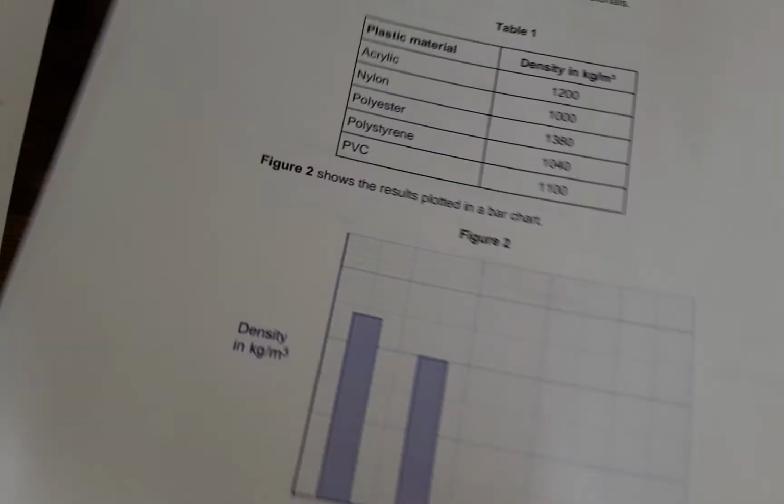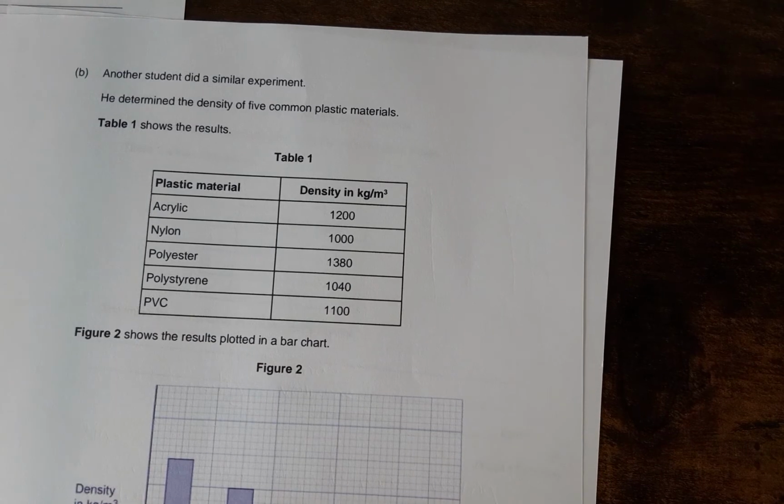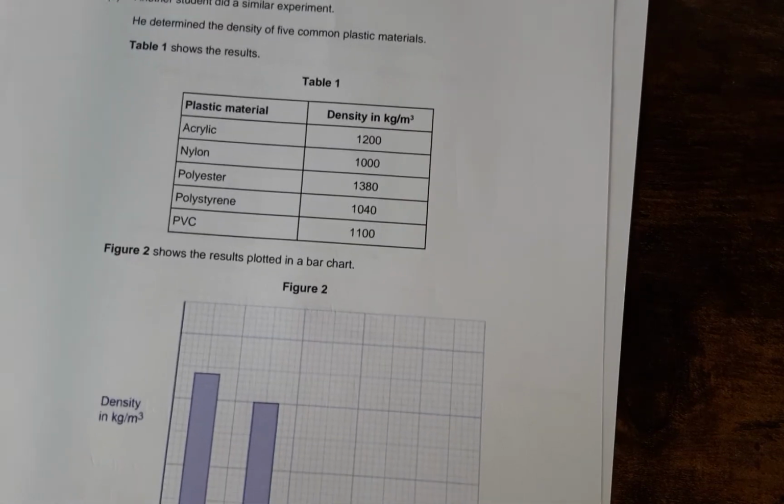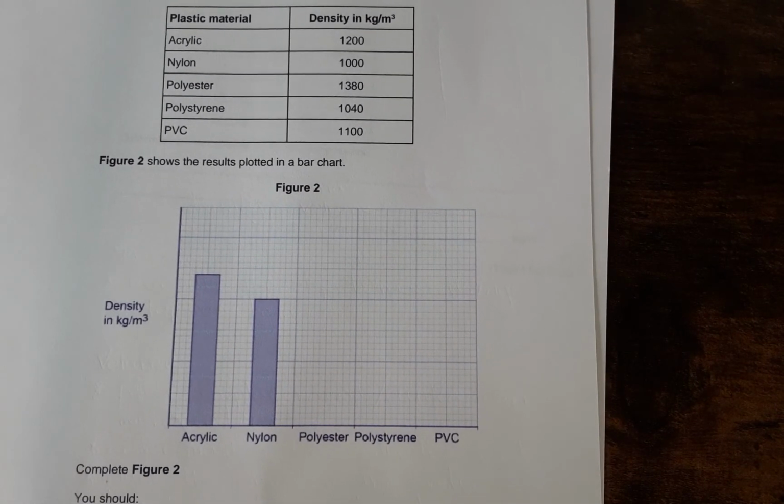On to the next question. Another student did a similar experiment. He determined the density of 5 common plastic materials. Table 1 shows the results. You've got acrylic, nylon, polyester, polystyrene and PVC. Figure 2 shows the results plotted in a bar chart. Okay, so we've got acrylic, nylon, polyester, polystyrene, PVC. It's a bar chart because these are not continuous variables, these are discrete or grouped data.